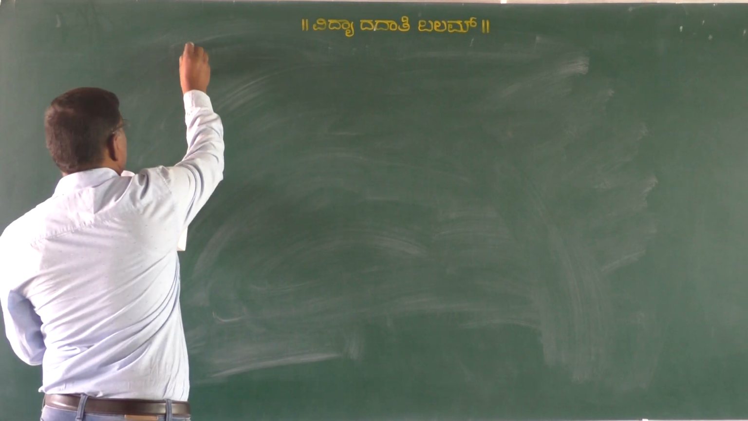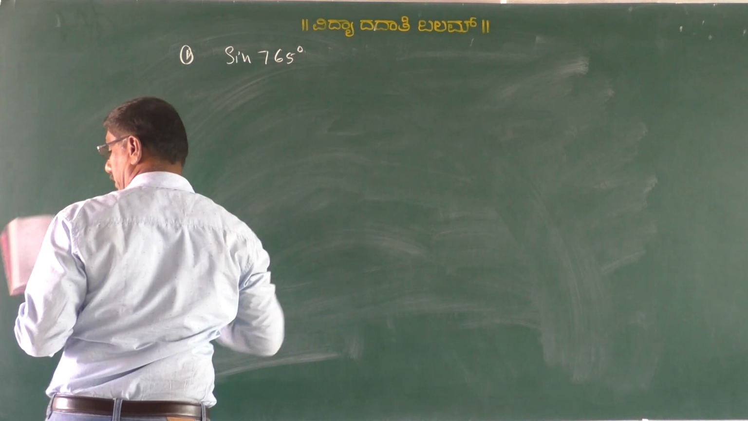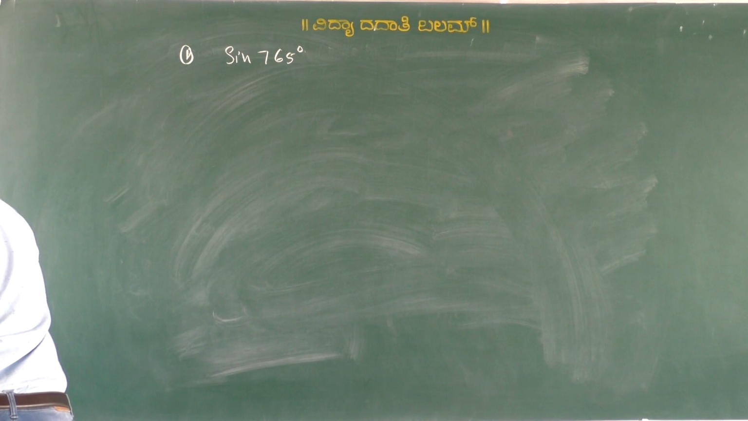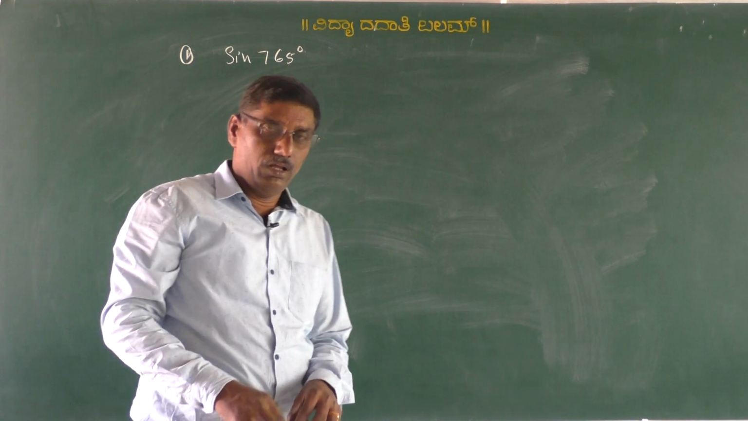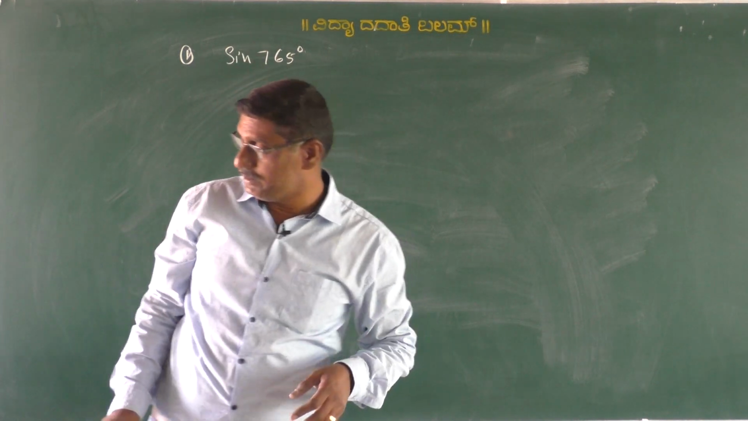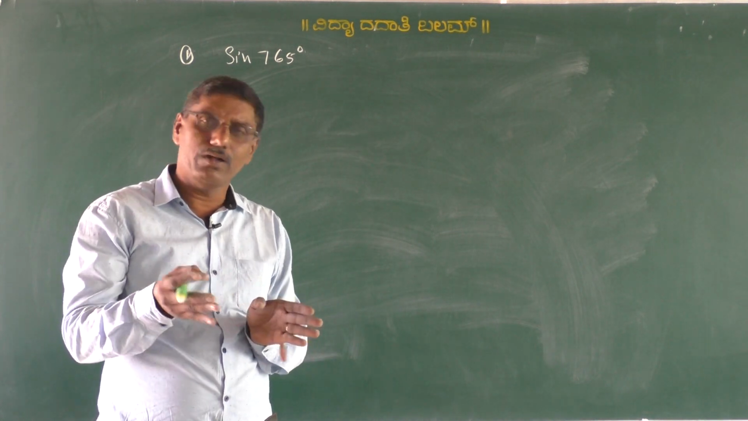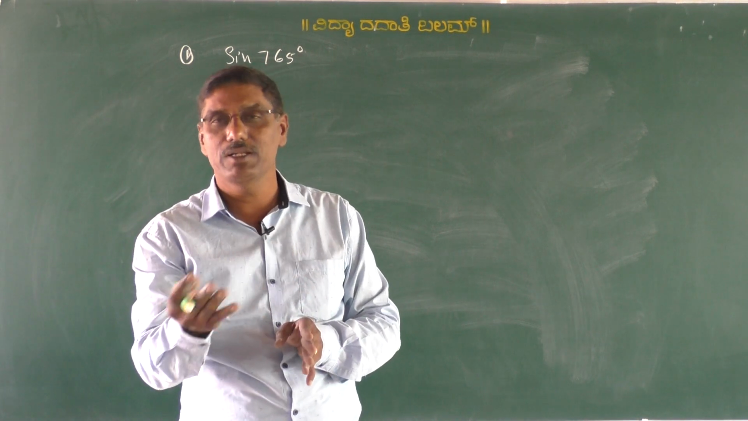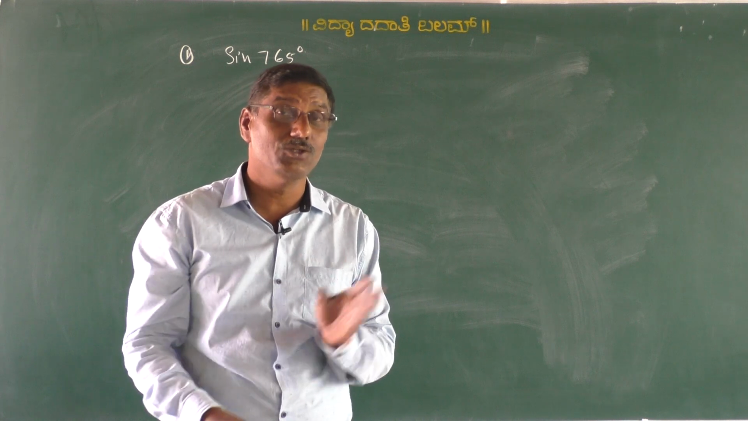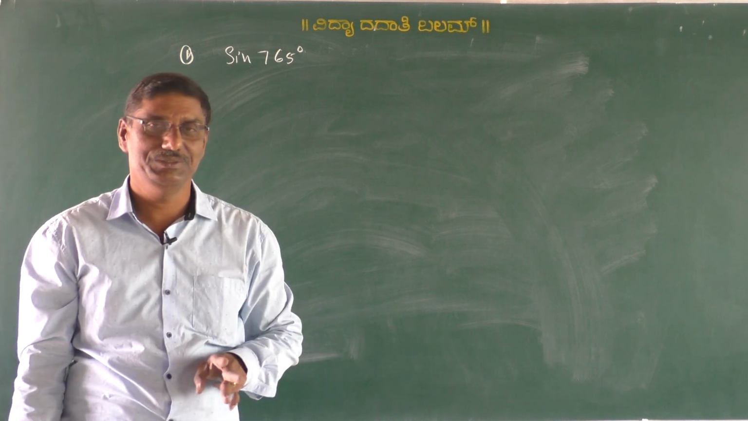First one, sine 765 degree, my dear students. We have to express this one. How, sir? I told in the previous classes, if the given angles are in the form of 90 plus or minus, 180 plus or minus, 270 plus or minus x, 360 plus or minus x, we can write on the basis of the three conditions, isn't it?